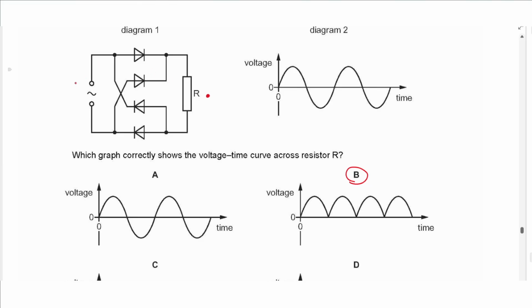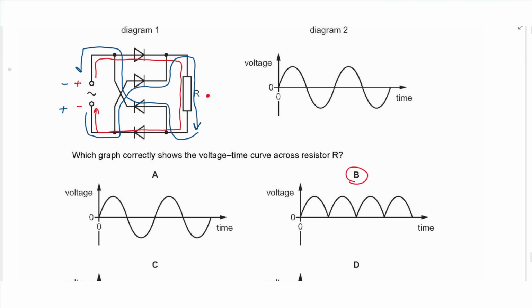So if this is the positive terminal and this is a negative terminal, the current can move through this diode and goes through the resistor downwards, and it can go back through this diode and returns to the power supply. If we reverse the polarity, the current goes down here and it cannot go through the bottom diode. It must go through this diode, and then goes up there, then goes also down. So it's the same, but returning, it can go through this loop to reach the negative side.